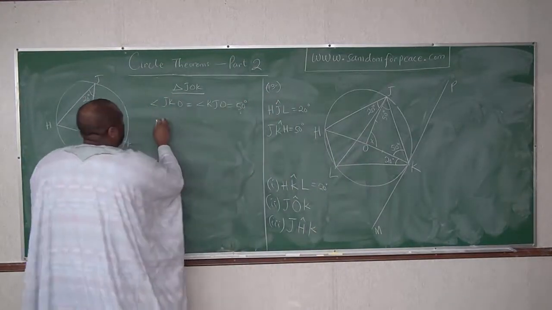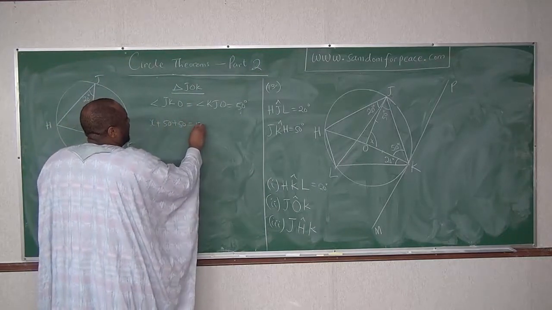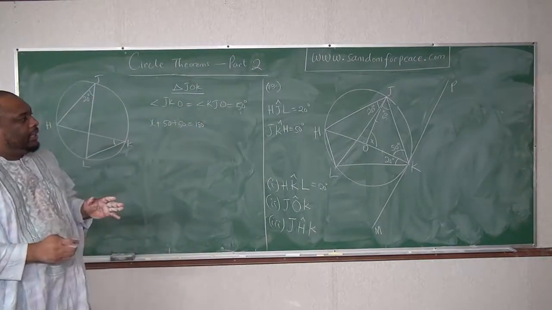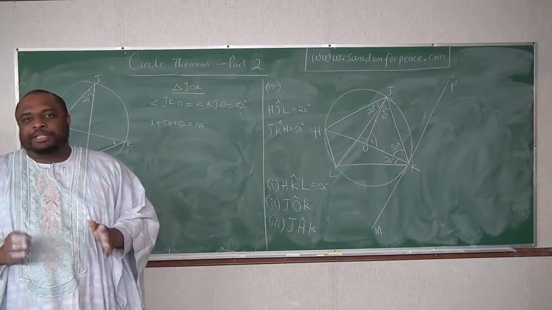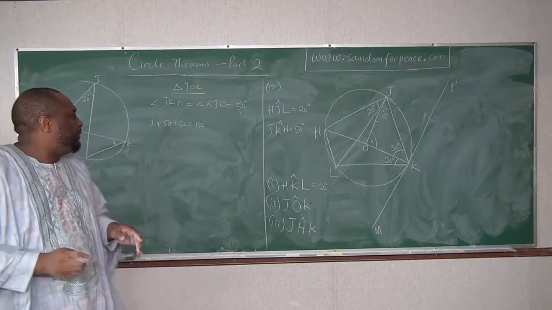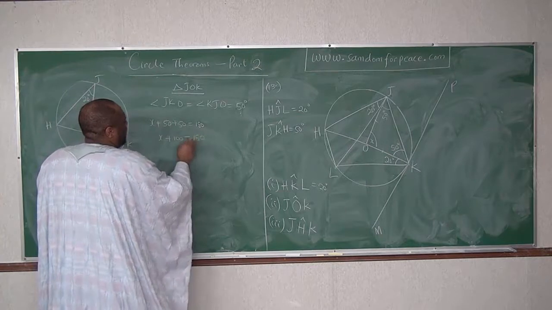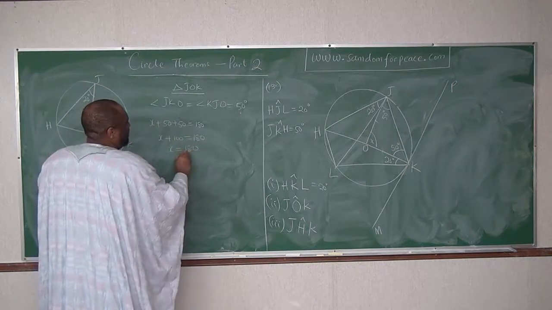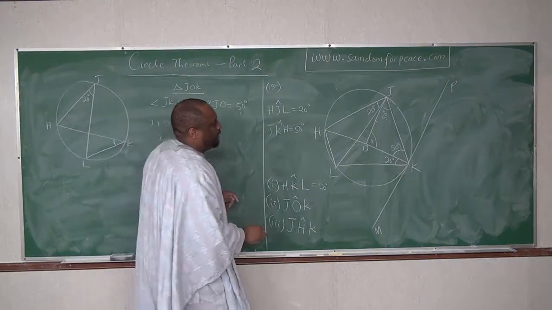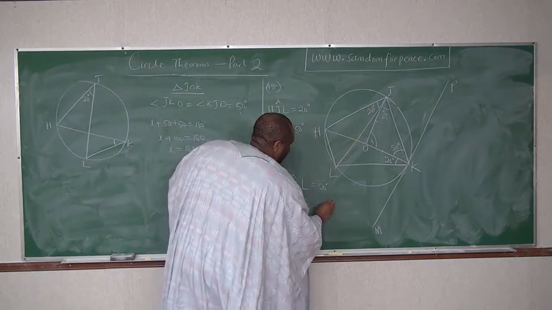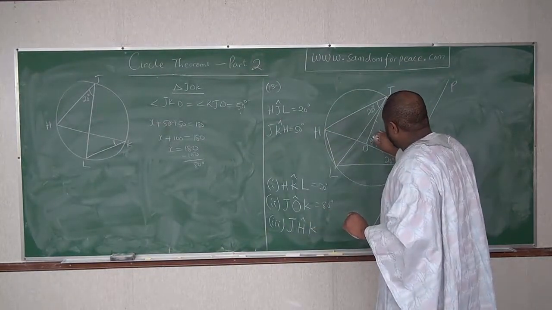So we have that x plus 50 plus 50 is 180 degrees. Reason: sum of angles of a triangle is 180 degrees. So x plus 100 is 180. x is 180 minus 100, which is 80 degrees. So angle JOK is 80 degrees. Let's put 80 degrees here.